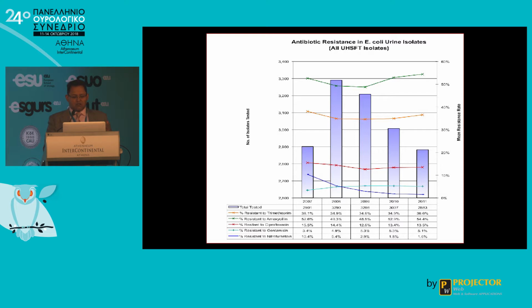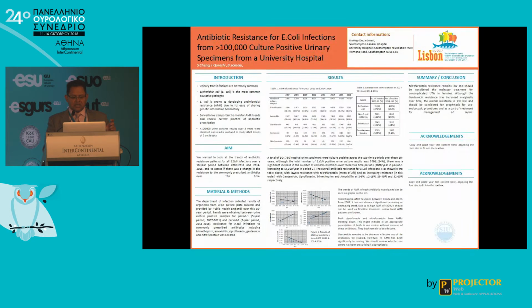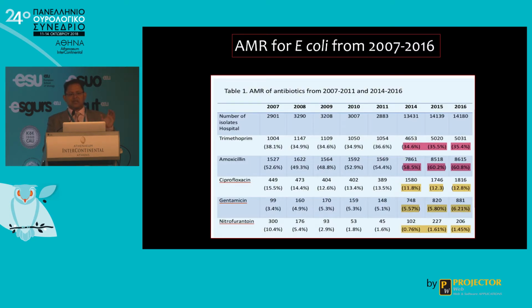So it's a toss of a coin. It's 50% resistance. There's no point in giving them in the hospital. So that's why you need to look at your local patterns. And then we revisited that with more than 100,000 positive urine cultures, and this luckily showed that the patterns are very similar. They hadn't changed. We looked at 2011 and did it again in 2016. Our patterns are very similar.